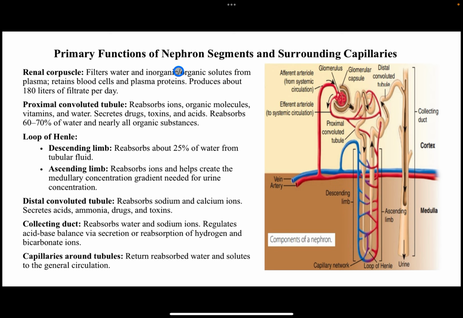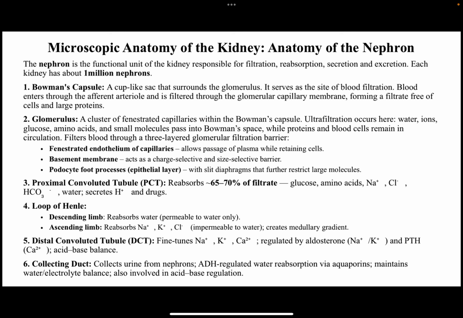Structures within the nephron. Anytime you hear microscopic anatomy of the kidney, we are talking about the nephrons. In summary, the nephron has about six parts. We have the Bowman's capsule and then the glomerulus. These two together form the renal corpuscle.